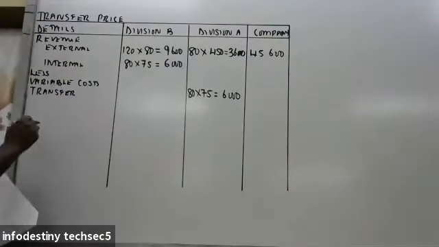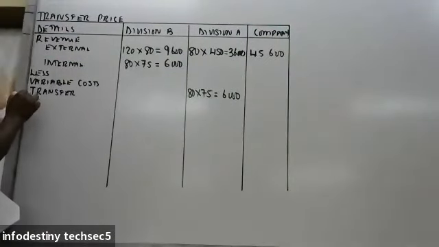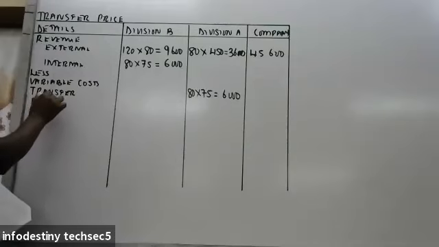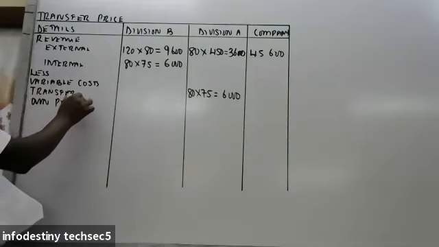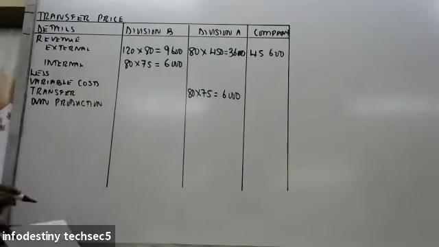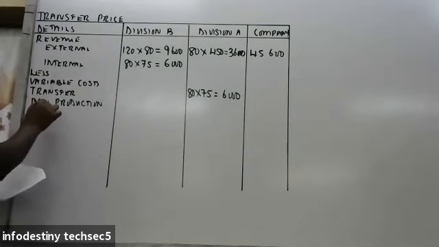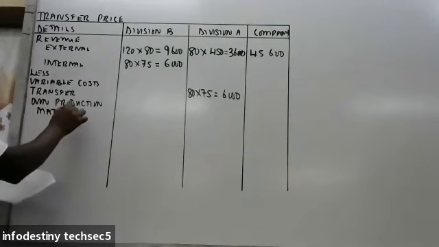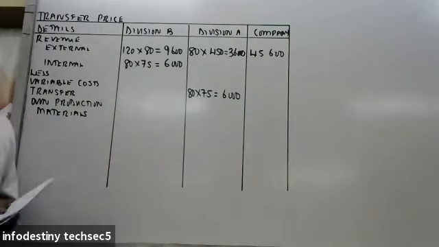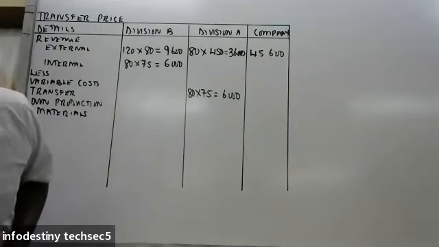Now, after that, you bring in the own production. So, own production, we have materials. Let's start with the materials for own production.